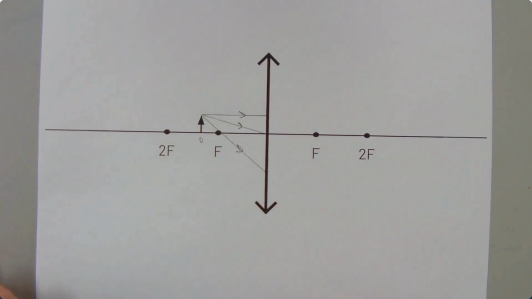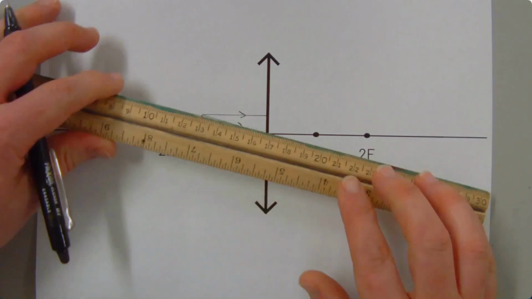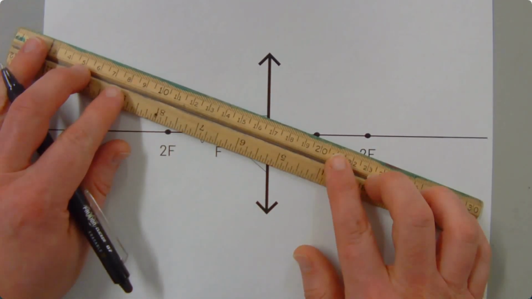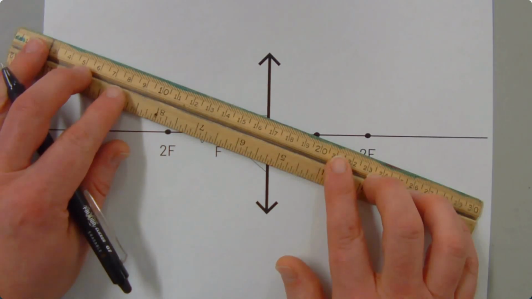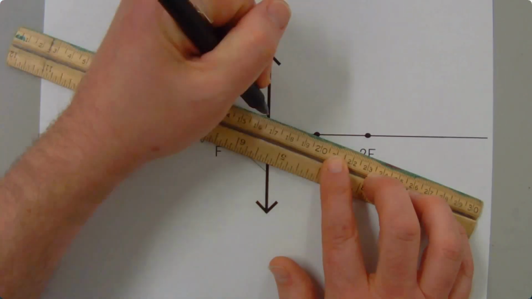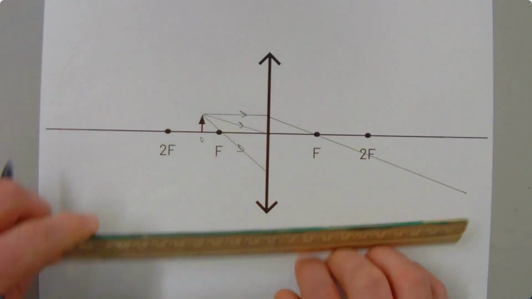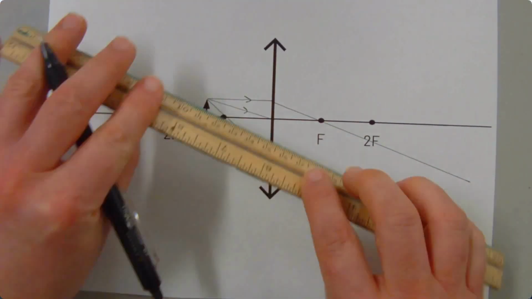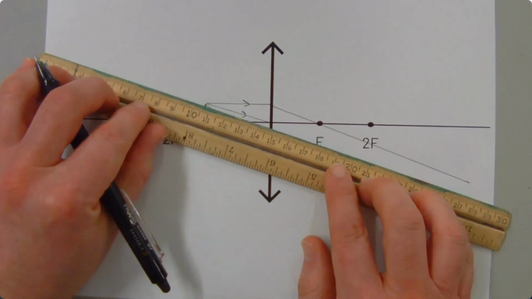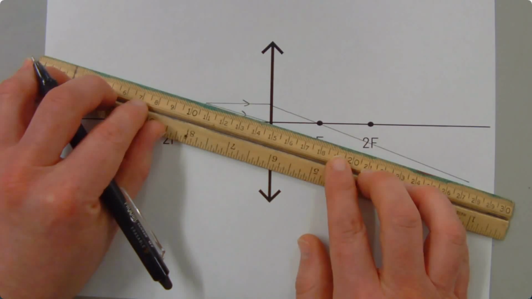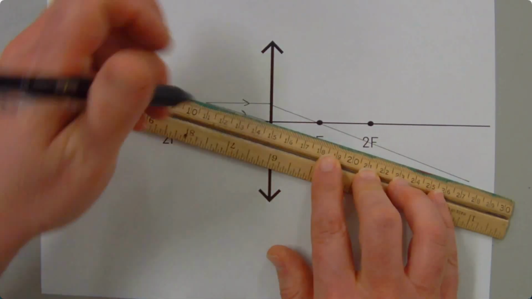All right, and now we draw our refracted rays. So the refracted ray for the ray that is parallel to the principal axis goes through the focal point. The ray that goes through the middle of the lens just continues on.